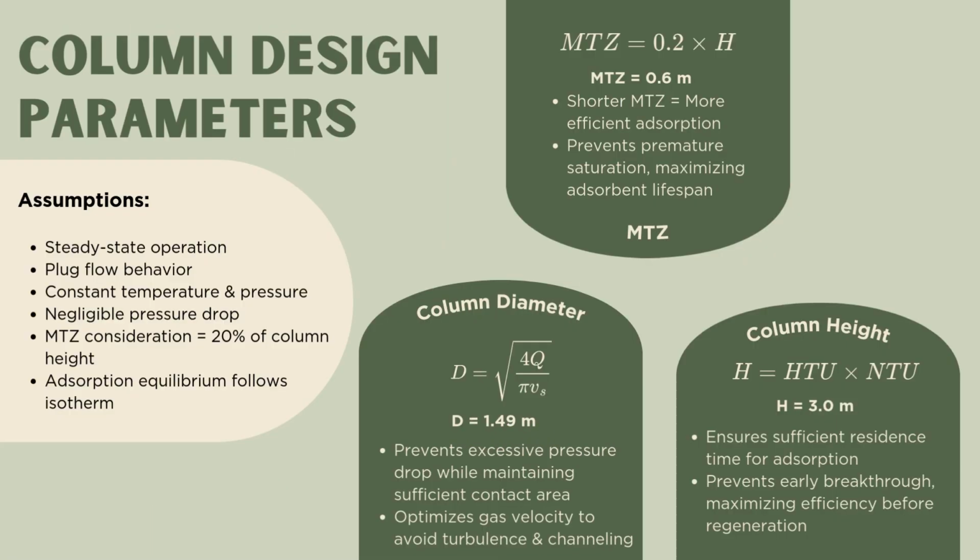Before discussing the parameters of the column, some assumptions need to be clarified. The system is assumed to be in steady state operation, plug flow behavior, having constant temperature and pressure. Pressure drop is negligible, considering MTZ is 20% of the column, and lastly, adsorption equilibrium follows isotherms. After calculations using the respective formulas, it is decided that a column with diameter of 1.49 meter, height of 0.6 meter, and MTZ of 0.6 meter is to be used for our study.